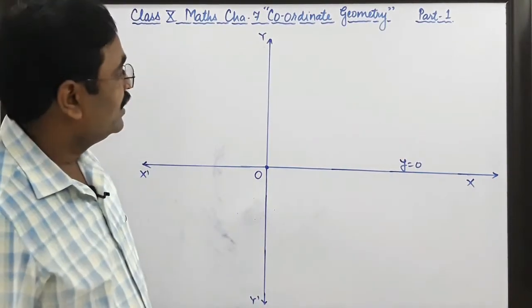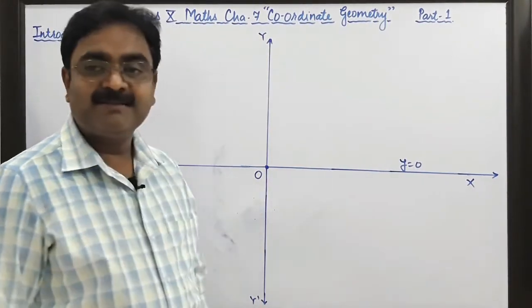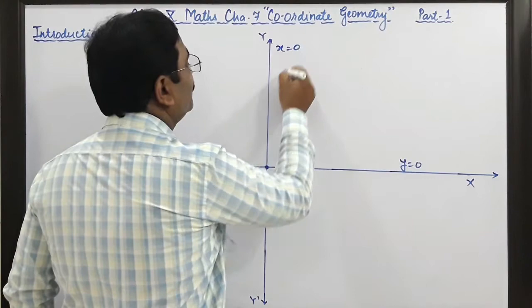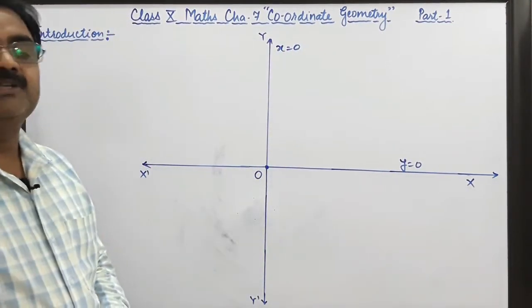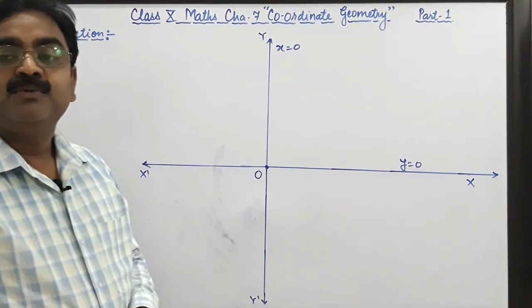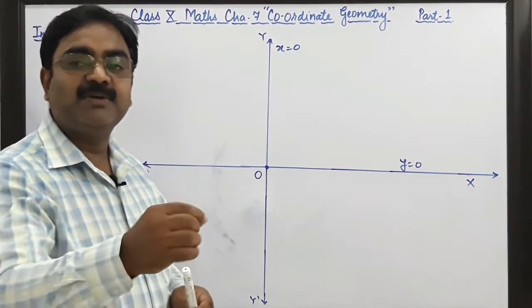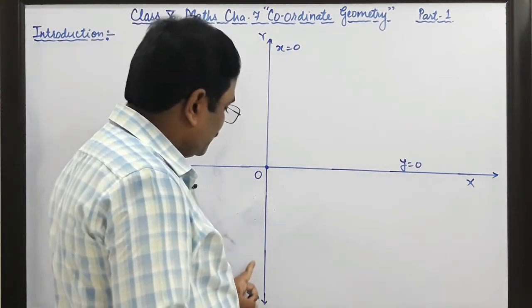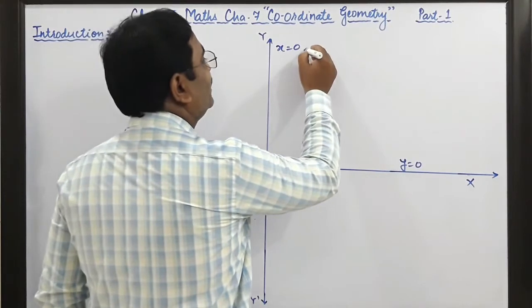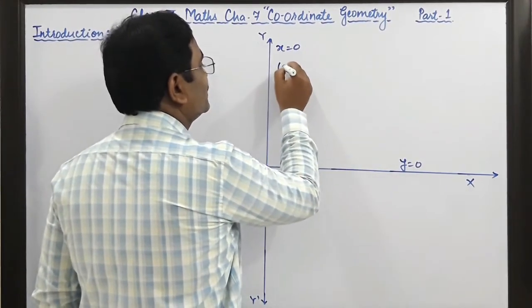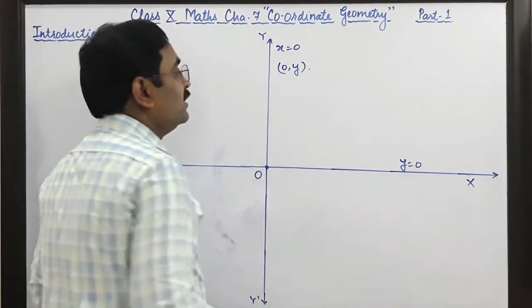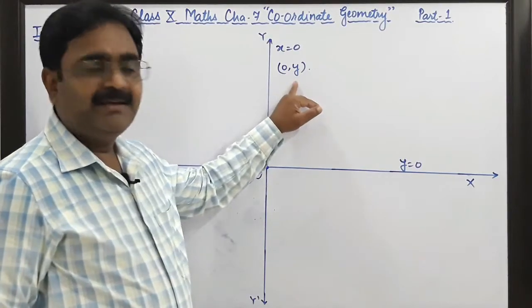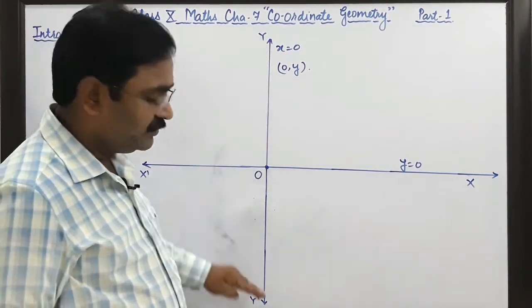Similarly, the equation of the y-axis is x equals 0. Why? Because when you locate any of the points on the y-axis, the abscissa coordinate will always be 0. It means when you locate any point on the y-axis, that point is always in this form, 0 and y, meaning the x value will always be 0 and y can be positive upward, can be negative downward.